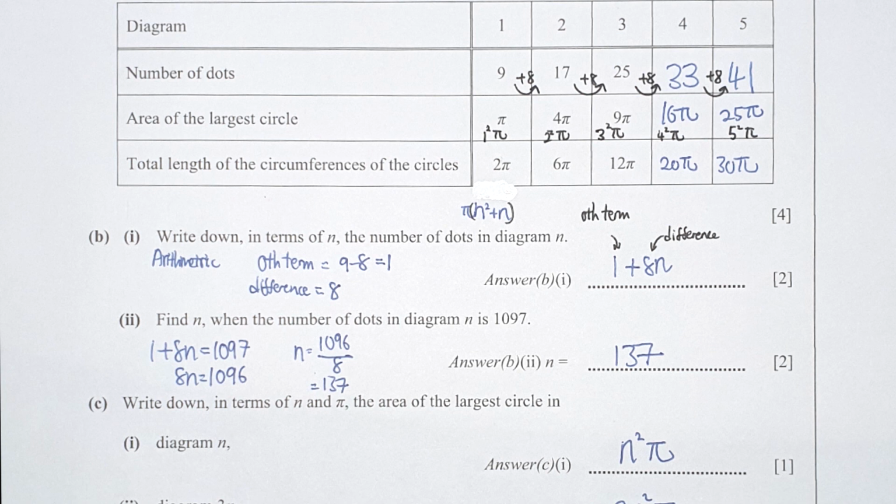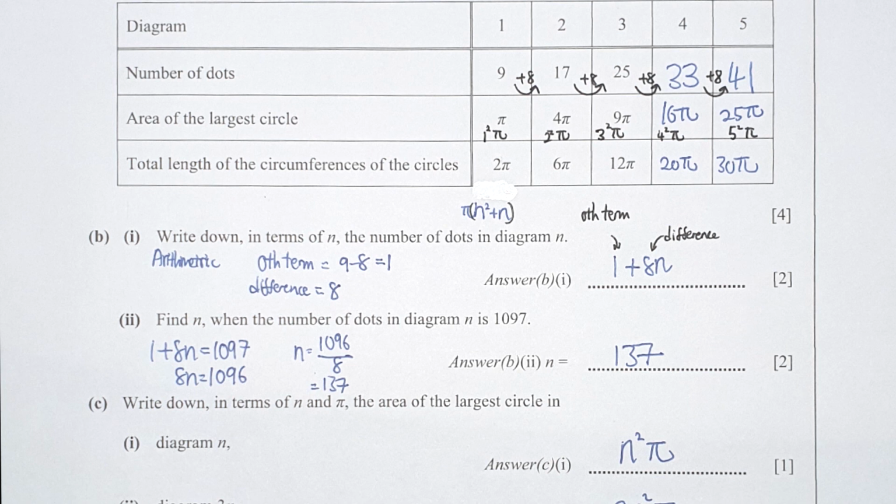As for the next one, I can show that it is actually square. So n squared times pi will be the nth term of this, and the following terms will be 16 pi, 25 pi, followed by 2 pi, 6 pi, 12 pi, which means the next one will be plus 8, you will get 20 pi, and plus 10, you will get 30 pi.